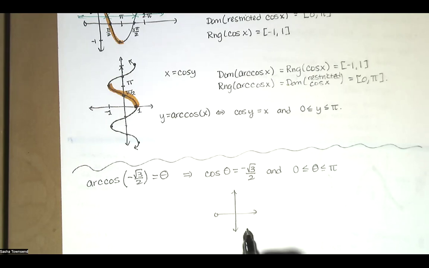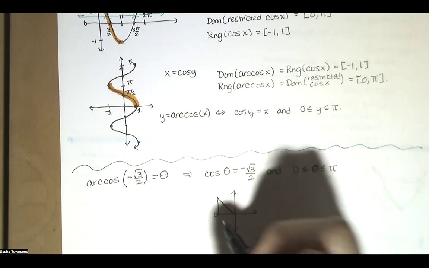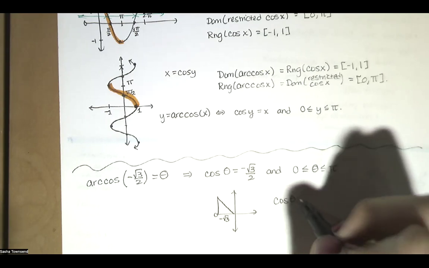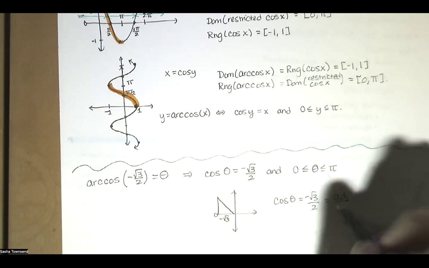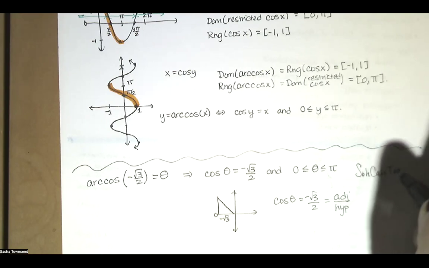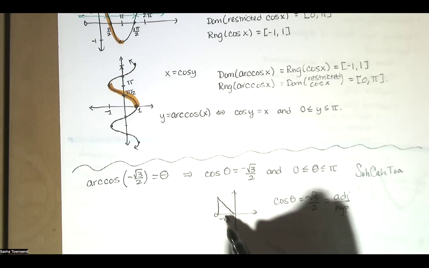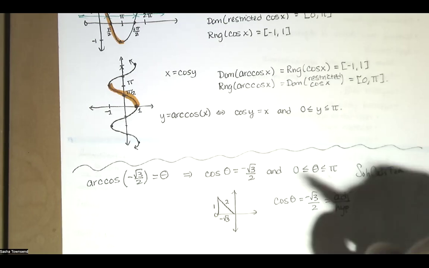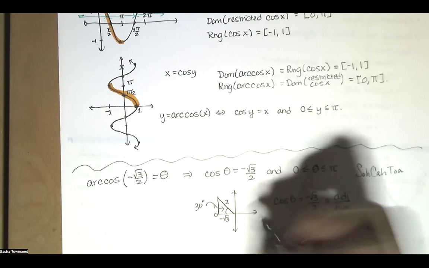Cosine is positive when x is positive and negative when x is negative. So we'll have a triangle over here. The adjacent side is negative square root of 3, and the hypotenuse is 2, because cosine is adjacent over hypotenuse. Remember again, SOH CAH TOA. Cosine is adjacent over hypotenuse. And we recognize that as a 1, 2, square root of 3 triangle. So that reference angle is a 30-degree angle again. Sorry about the coincidence there.